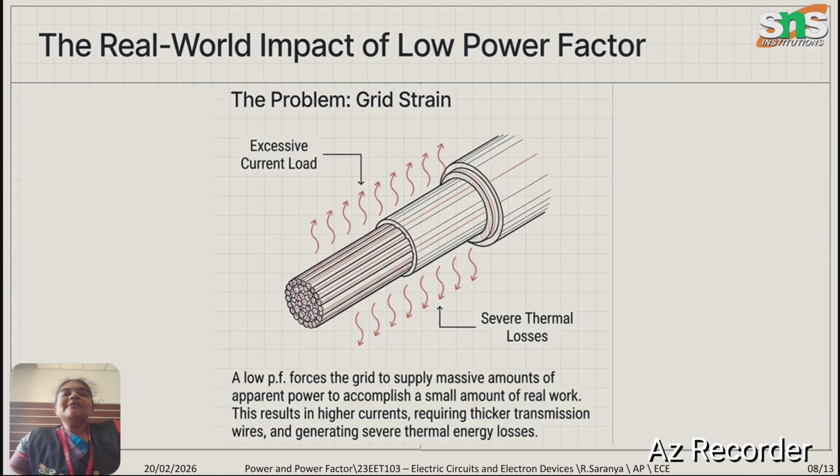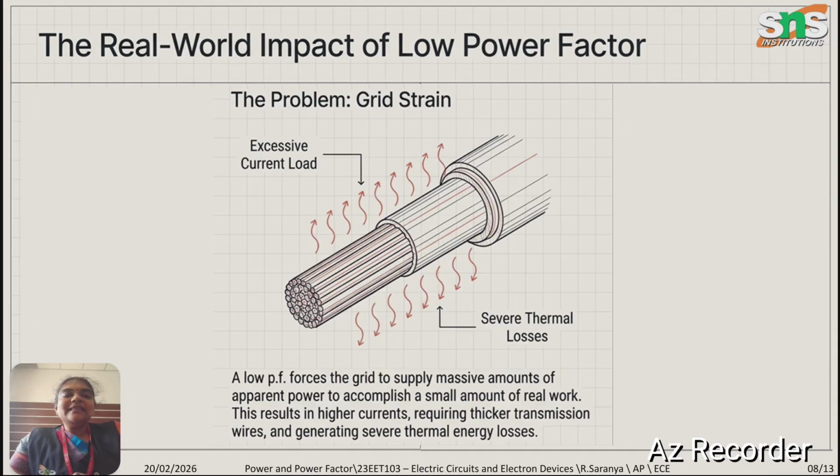So coming to the real world impact of low power factor, let me consider a problem: grid strain. When excess current load is being applied, there will be a severe thermal loss as shown in the figure. The amount of apparent power needed to accomplish a small amount of real work itself causes severe thermal loss. So what will happen? It will result in high current, requiring a thick transmission line. Okay, so we are using thick transmission lines in our grid systems.